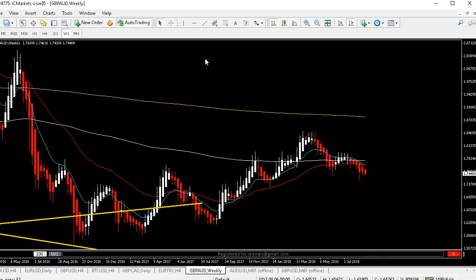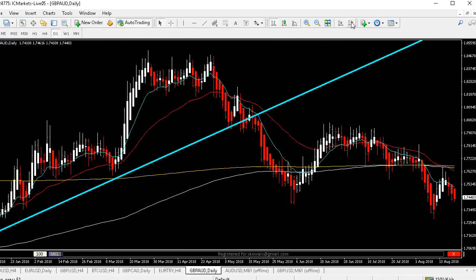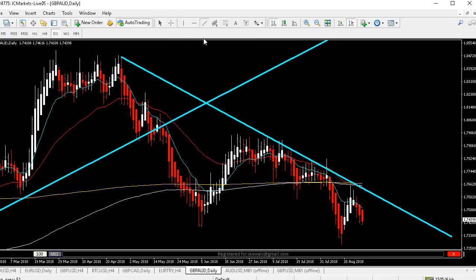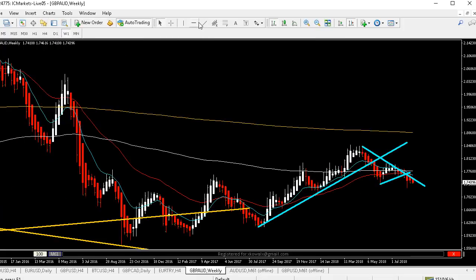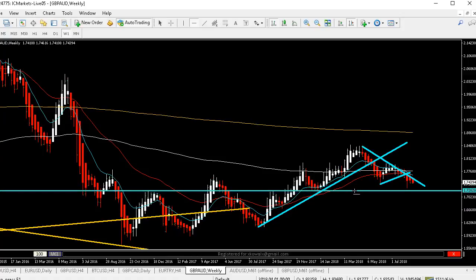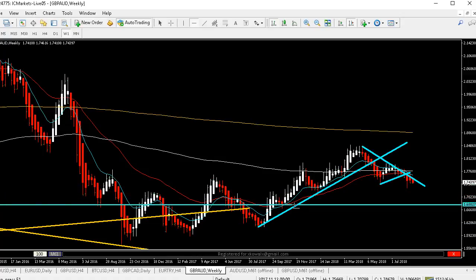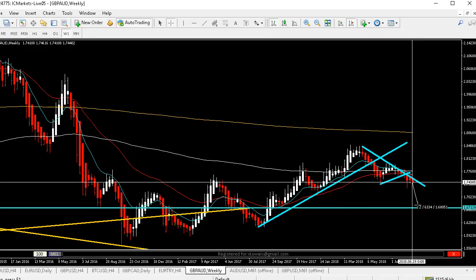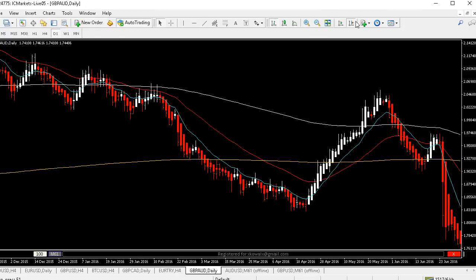GBP Australian dollar, also nice. Lower highs. On the daily charts, 1, 2, 3, 1, 2, 3, lower highs, lower lows. We already got the short setups. We have another break here. The major support is here. Later on, of course. Longer term, I would say down here. We have some nice areas here. So we have room of 500, 600, 700 pips long term.